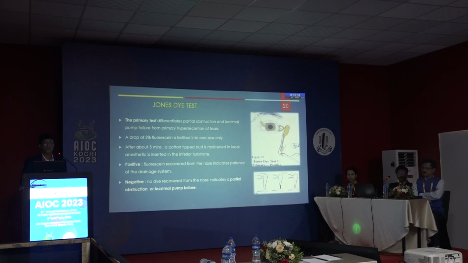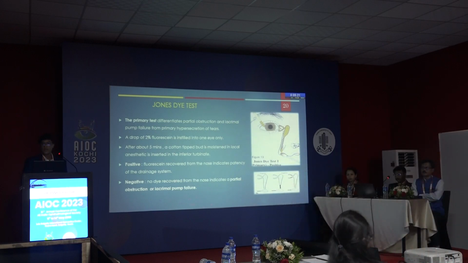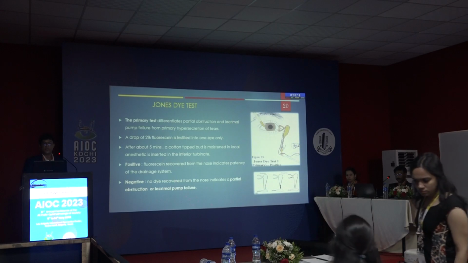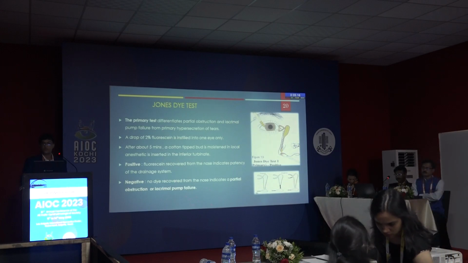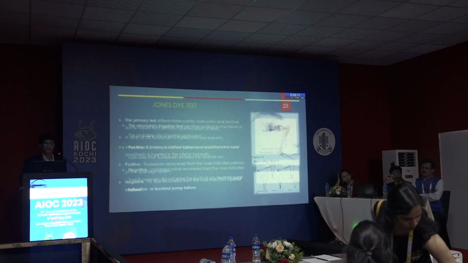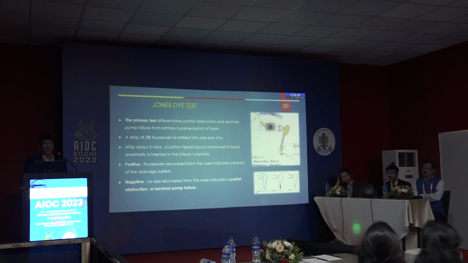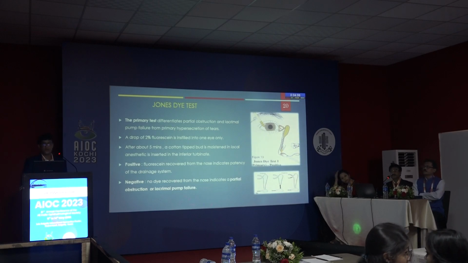So coming to the Jones test, this has two tests, primary and secondary, to differentiate partial obstruction and lacrimal pump failure from primary hypersecretion of tears. A drop of 2% fluorescein is instilled in one eye only. After about 5 minutes, a cotton-tipped bud moistened with local anesthetic is inserted under the inferior turbinate.